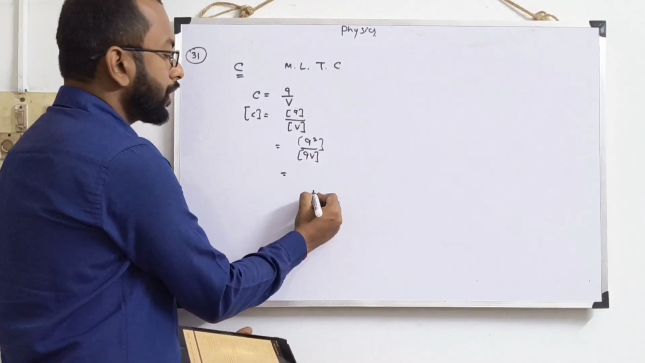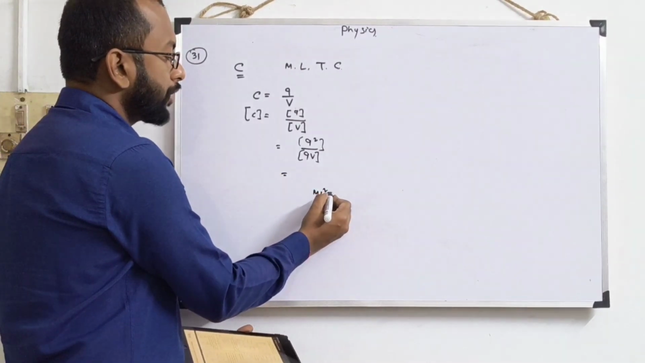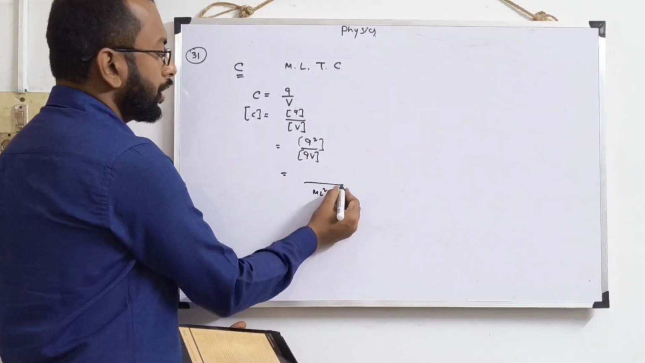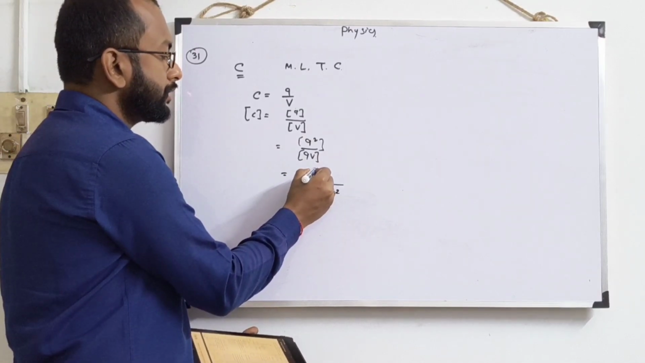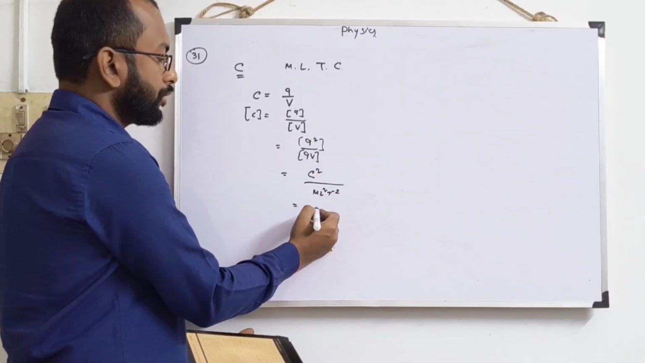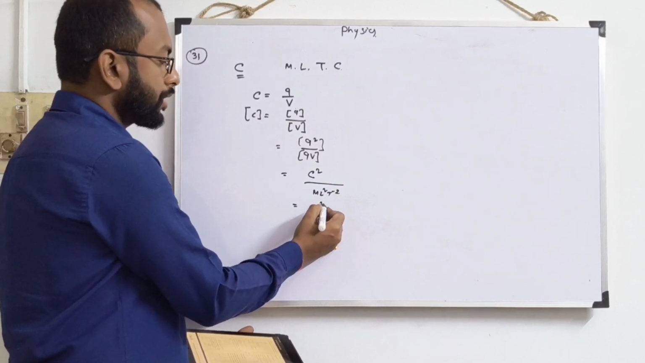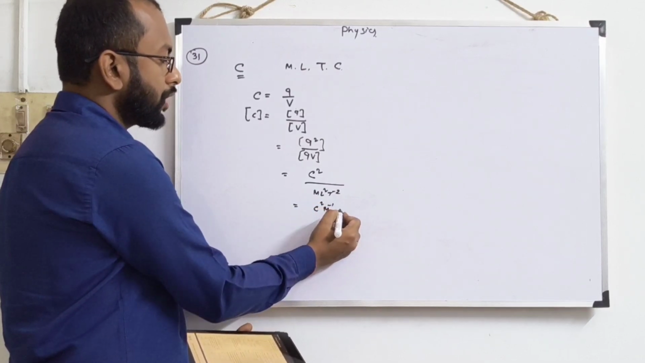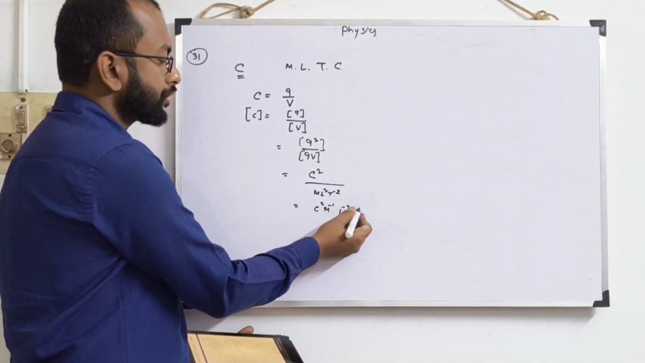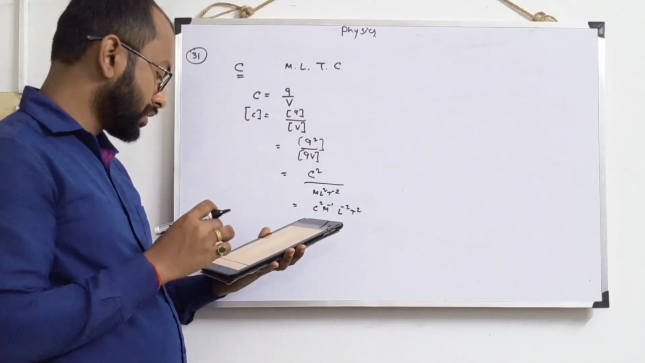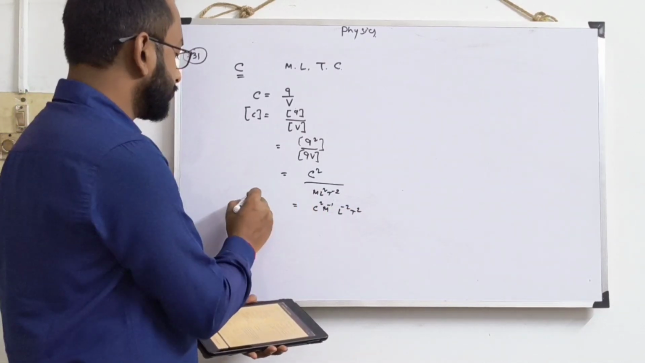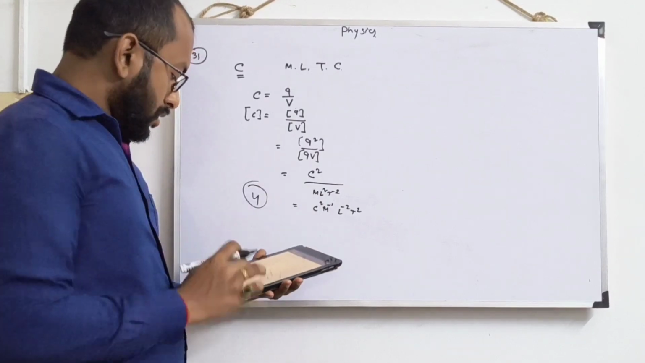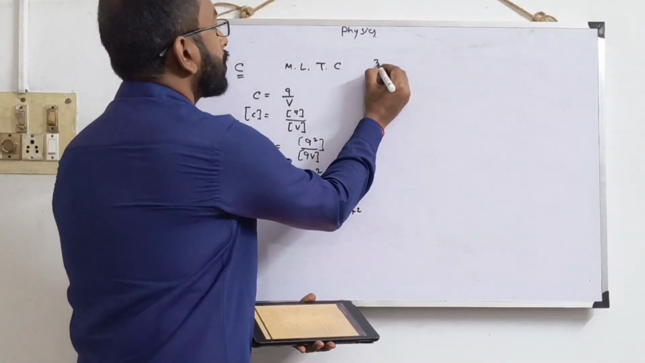So the dimension will become at the denominator ML square T to the power minus 2. Dimension of the numerator, that is of course given as the basic dimension C. So C square. So it will become C square M to the power minus 1 L to the power minus 2 T square. That is matching with, I think, option 4. So the answer is option 4.